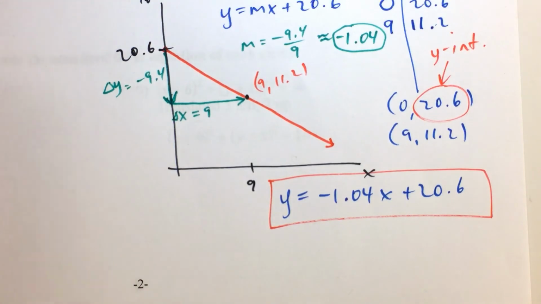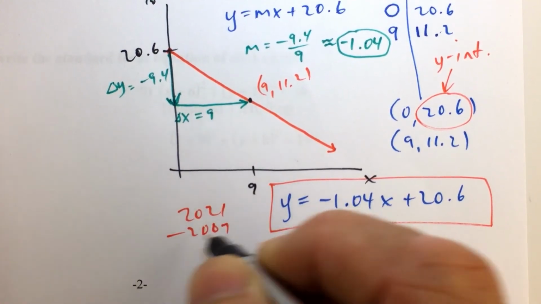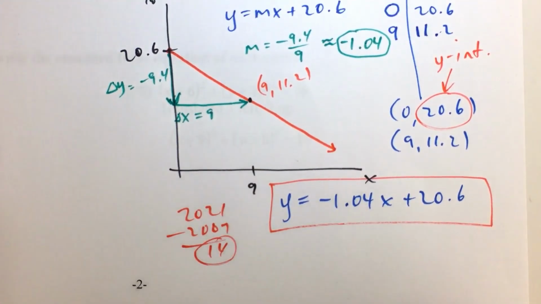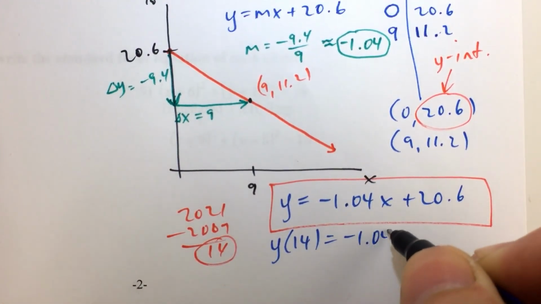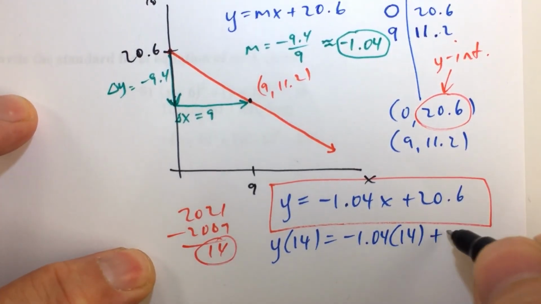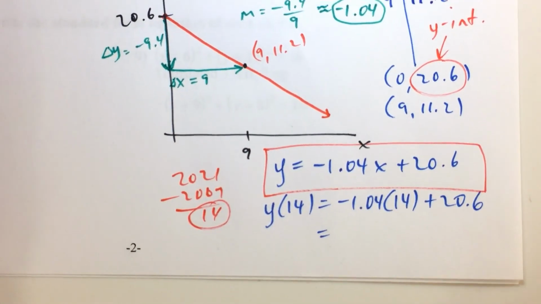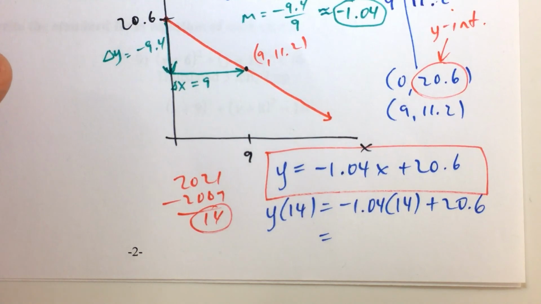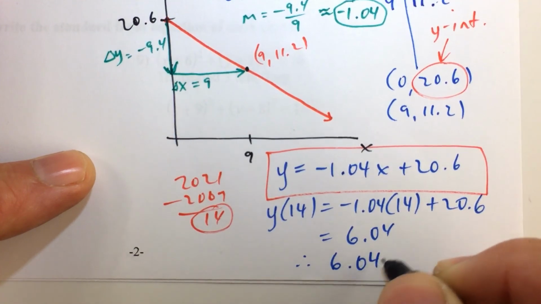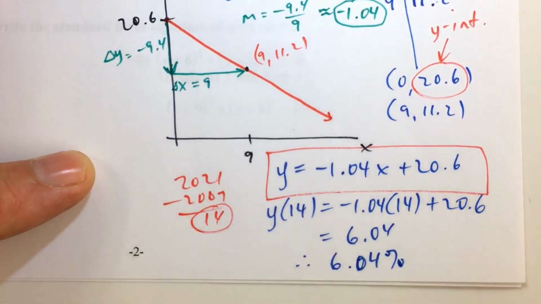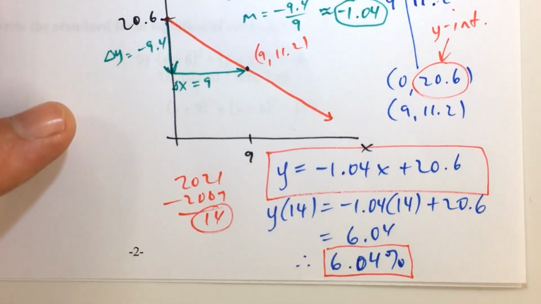Now we're supposed to use our equation to predict the percent for the year 2021. 2021 minus 2007 is 14, so we want to find y when x is equal to 14. y at 14 is equal to negative 1.04 times 14 plus 20.6. This is just going to give us a prediction. If all things remain linear, after plugging that in, that's about 6.04. So about 6.04% of seniors will be smoking in the year 2021 if we use this model.